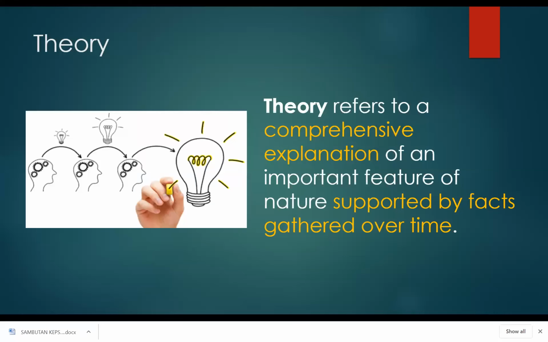When we come to the theory, theory is something different from the hypothesis. In the definition, theory means a comprehensive explanation. So in a theory, there is an explanation about something, and it is very comprehensive. What does comprehensive mean? Comprehensive means detailed, a deep explanation about something. And that explanation must be supported by facts gathered over time. It is not enough to have only one fact. There must be many facts that are gathered over time.